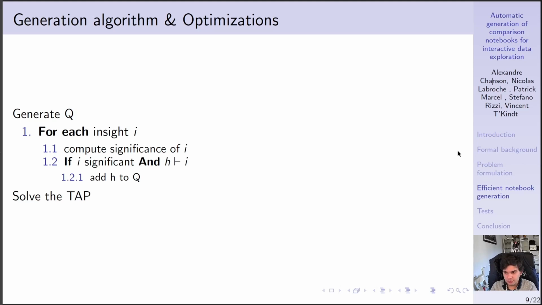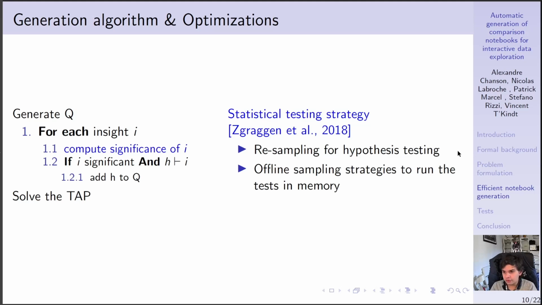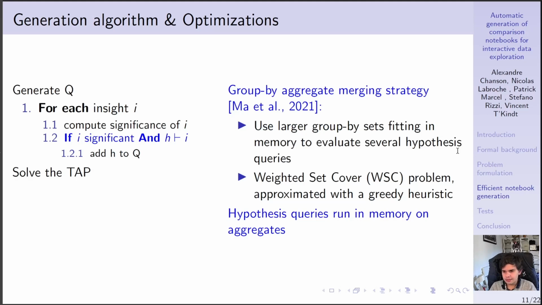So the optimizations we decided on are, first, on the statistical testing that's performed on samples in memory, and we use a resampling method because it does not make any assumption about distributions in the data. Second, we minimize the number of queries to run over the database, merging group bys in such a way that aggregates fit in memory, and the sets of aggregates to load in memory is determined by solving a weighted set cover problem using a simple greedy heuristic.